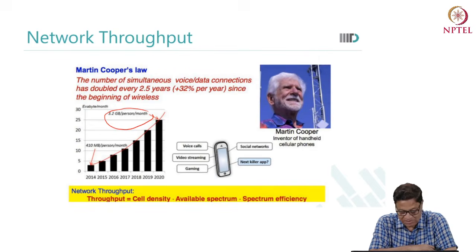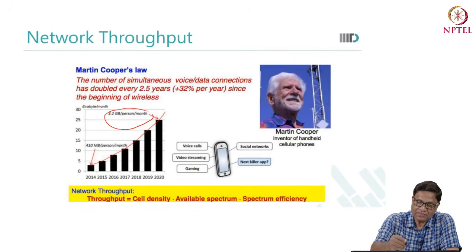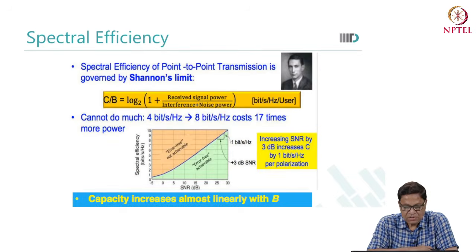So the network throughput, if you want to increase the network throughput, you have to increase either the cell density or the available spectrum or the spectrum efficiency. So let us understand about the spectral efficiency part. Now, spectral efficiency of a point-to-point transmission is given by Shannon limit, which is given in this formula, C by B equals log 2 (1 plus SNR). The units are bits per second per hertz per user.